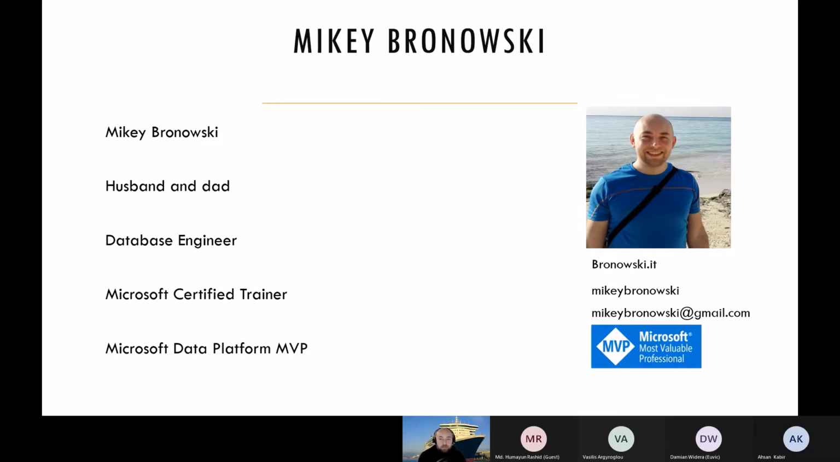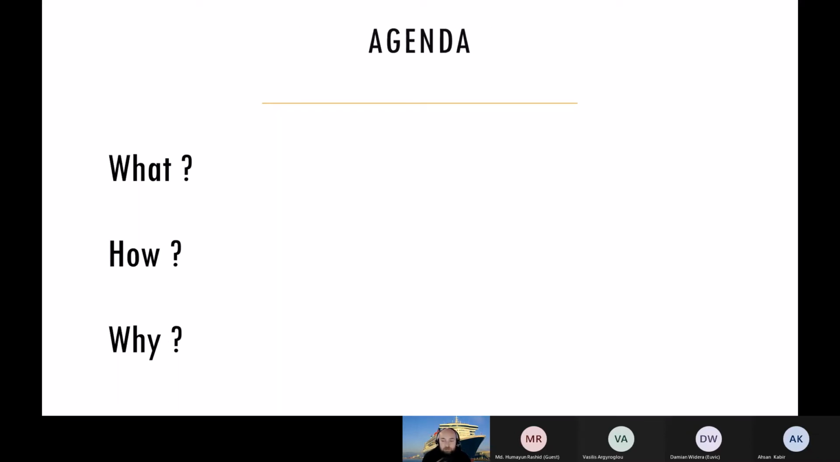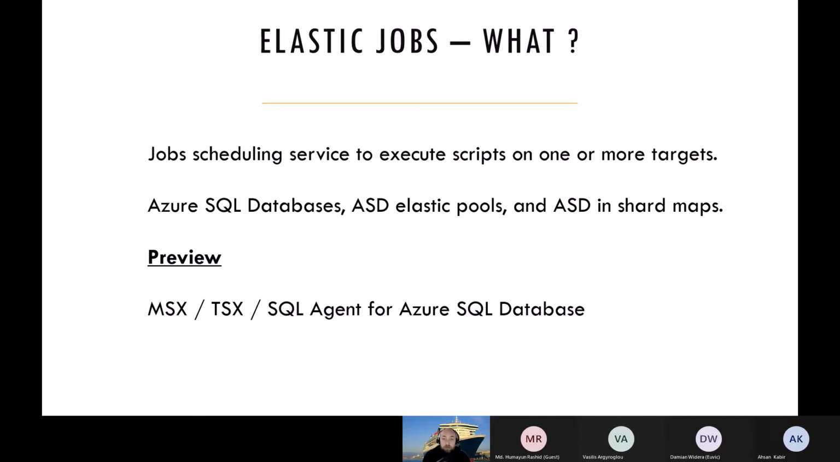So let's start with the agenda for today. It's quite simple. I'm going to go through three things, basically. What are the Elastic jobs in Azure, how we can configure them, and there I will show you two methods. One is the Azure Portal, and one is PowerShell, which I prefer personally. And the last bit is why someone would like to use the Azure Elastic jobs in their environments. So let's go to the main thing.